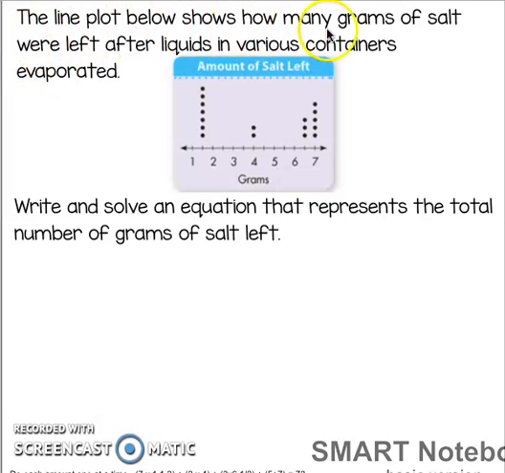We have this line plot that shows how many grams of salt were left after liquids in various containers evaporated. So they want you to write and solve an equation that represents the total number of grams of salt. When we were over on the previous page, we were writing it out in a frequency chart. Here we're just going to write an entire equation.